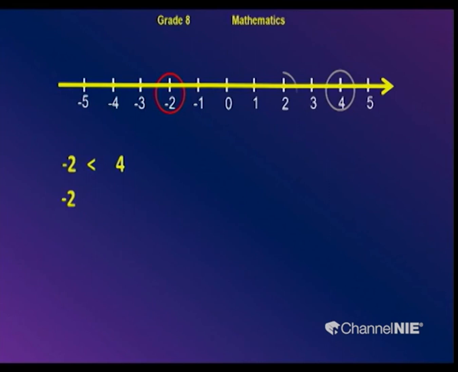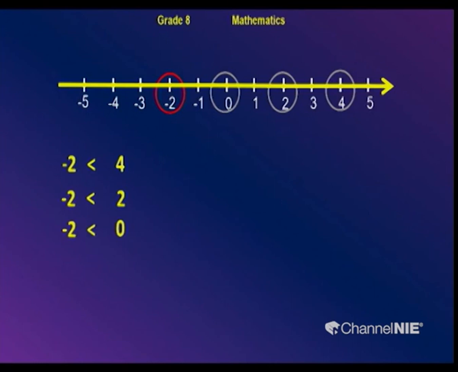Then I mark number 2, a positive number, minus 2 and plus 2. So what is the greatest one? Minus 2 is less than plus 2. Then minus 2 and 0. You know minus 2 is less than 0.